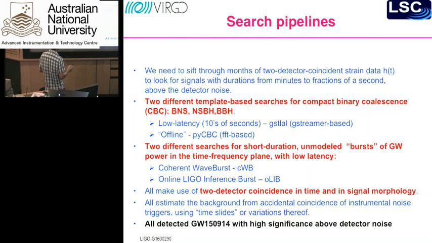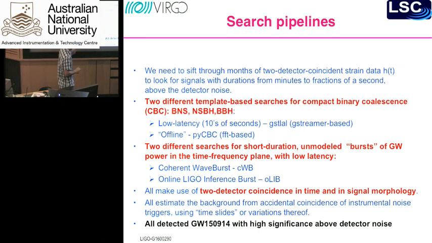So the search pipelines look for these different classes of sources. The two that would have found this event are, of course, the transient search, the burst search, because it looks for any kind of transient signal, so it will also find compact binary coalescences. And then, of course, the compact binary coalescence search will find it.